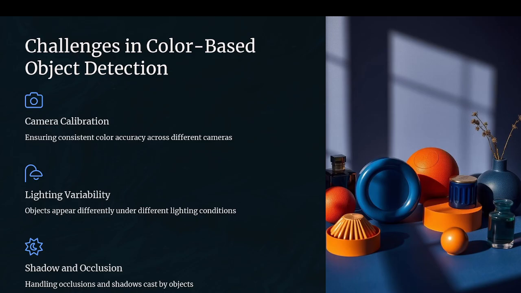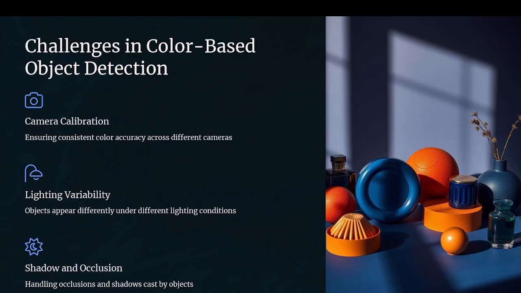Object detection is a fundamental application of color image processing. However, when it is based on color, several challenges arise. The first one is camera calibration. Different cameras capture colors differently due to variations in sensors and settings. Ensuring consistent color representation across devices requires rigorous calibration.